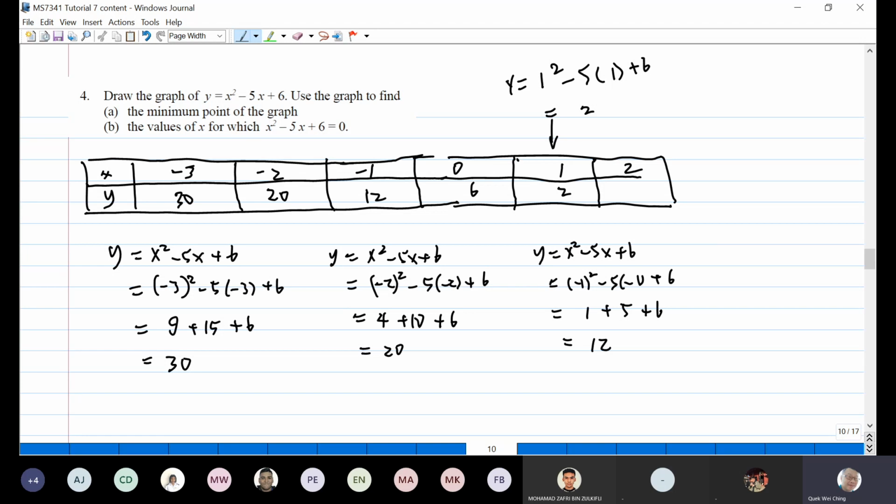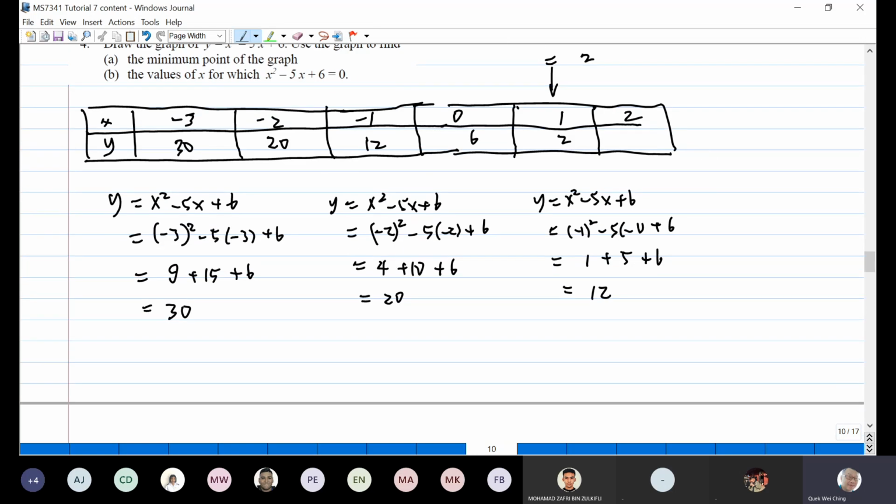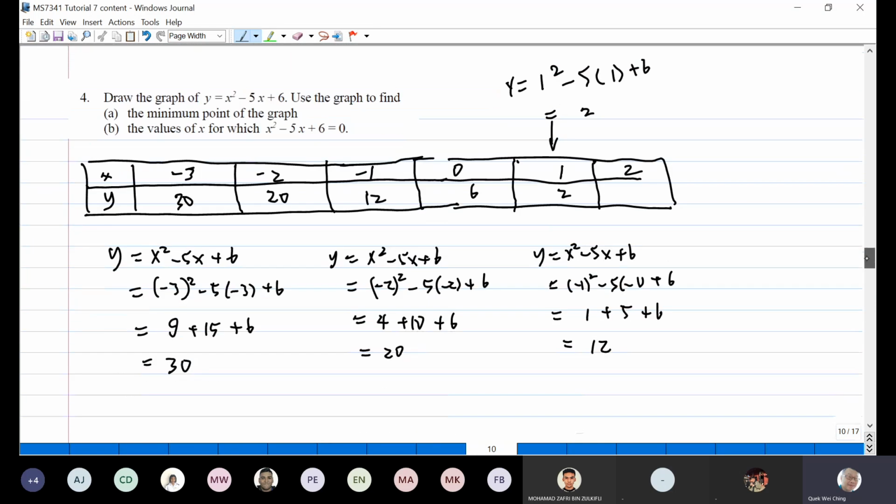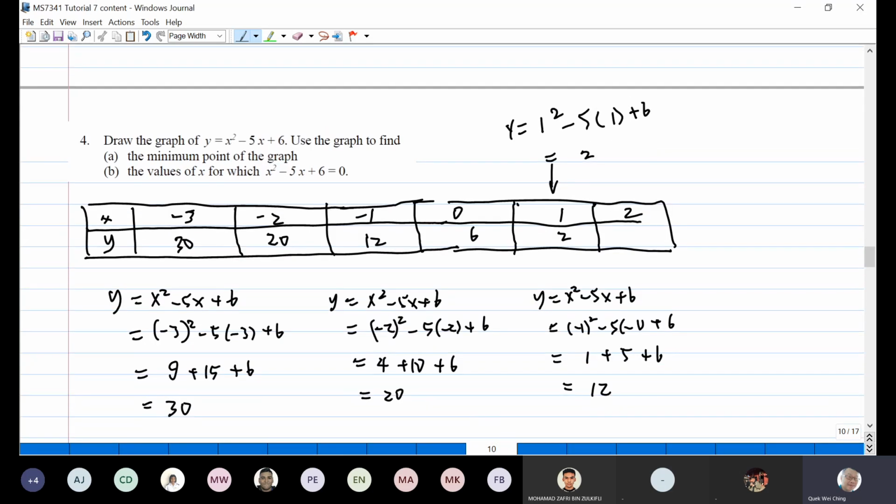And then next one, when x equal to 2, you get 4 minus 10. Okay, let me see here. If you're not sure about the arrangement, you can try and error. Basically, I try out different values of x, then I find out what the graph of y is.